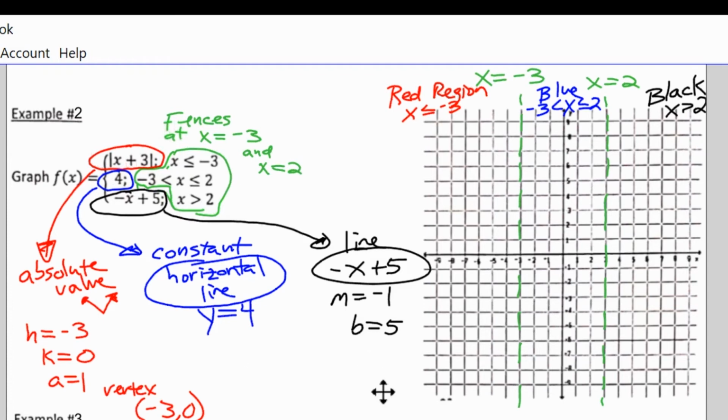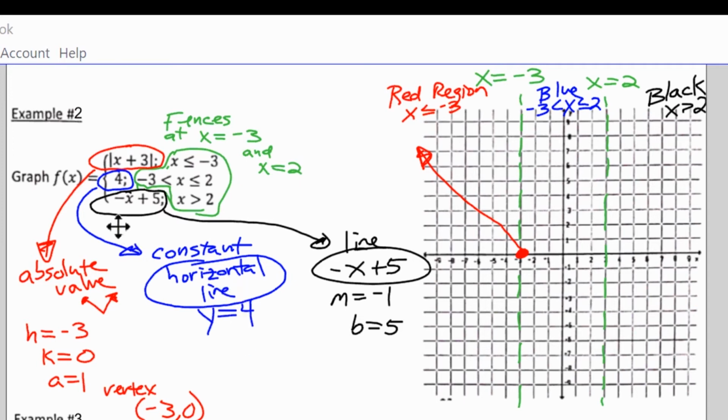And just to make things go quicker, I've written this all out. So my red equation here is an absolute value. And so that makes the V shape. It's going to have a vertex at -3, 0. So I'm going to go to -3, 0. Now, if this was not a piecewise function, my V shape would look kind of like this. But since this is a piecewise function, I know that I'm only allowed to draw this V shape to the left of the first fence.